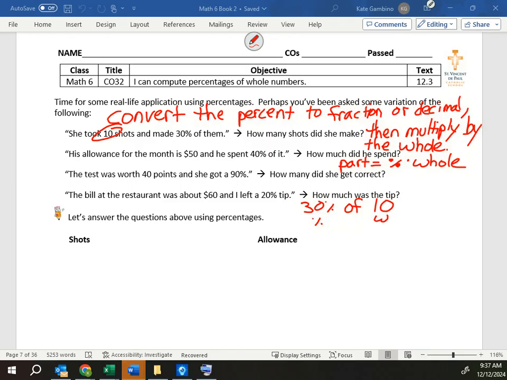We will be able to use calculators on this one. Okay? So you need to be able to multiply. That's why I like to go to the decimal, because we can use the calculator. So I would go to the decimal and multiply it by the whole. If you go to the decimal instead of the fraction, it's easy to use that calculator.